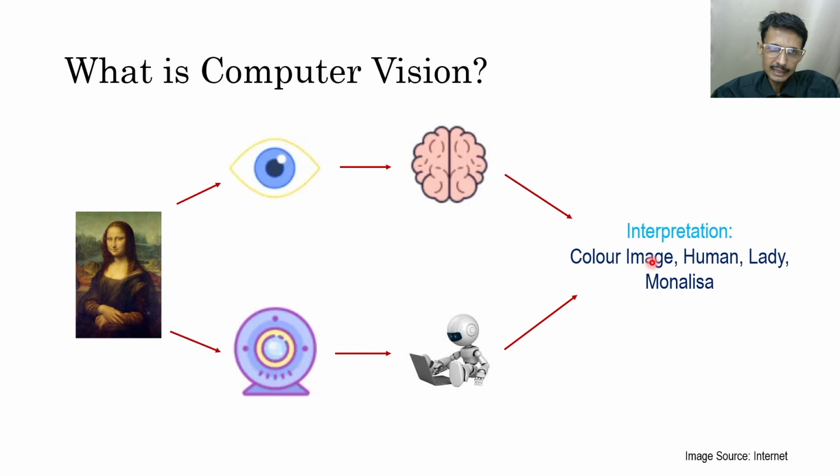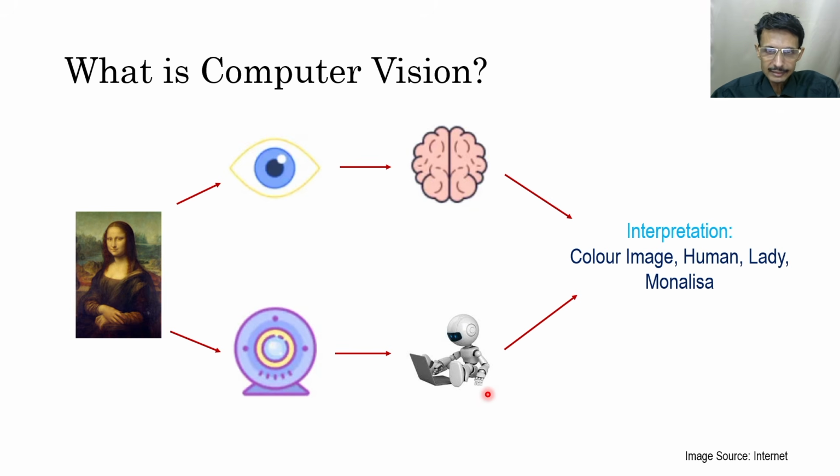Now at a very abstract level, it's a color image. Then if you go into a bit more detail, we can say this is a human image, then it's a lady, then at a very specific sense, it's a very renowned picture, the renowned image of Mona Lisa.